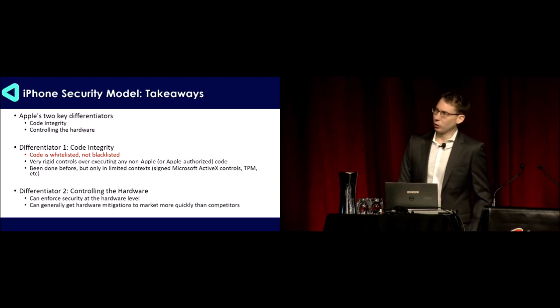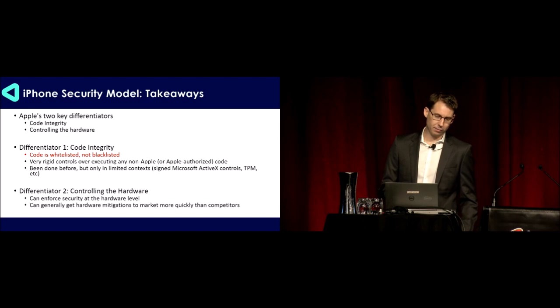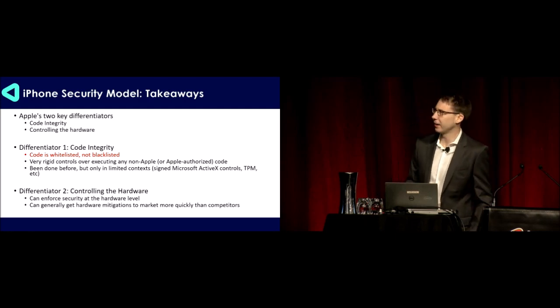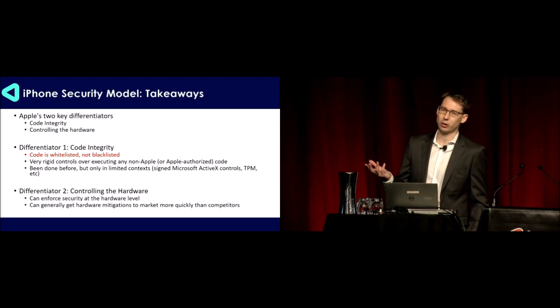So that was a quick tour of iPhone's security. The takeaways as far as remote jailbreaks are concerned really are one thing is code integrity, and the other is controlling the hardware. A big differentiator for Apple, I think, is code integrity. Basically, nearly all the code that's run on the system, with the exception of the JIT mapping thing that I talked about, is essentially whitelisted.